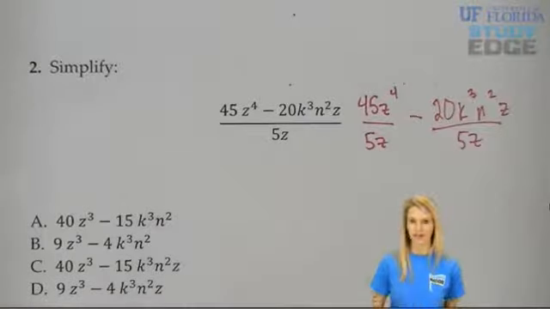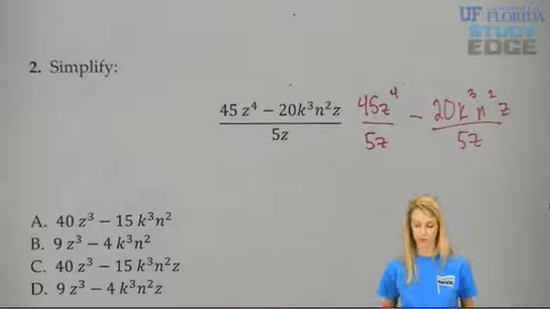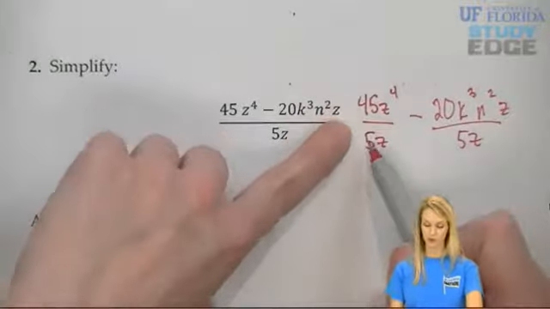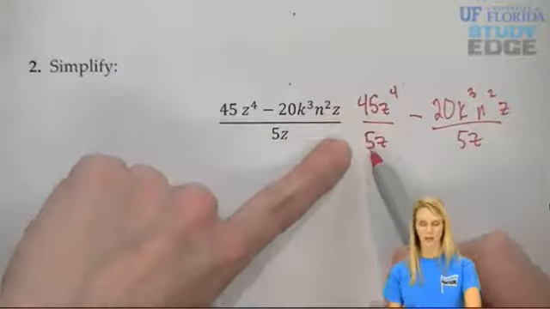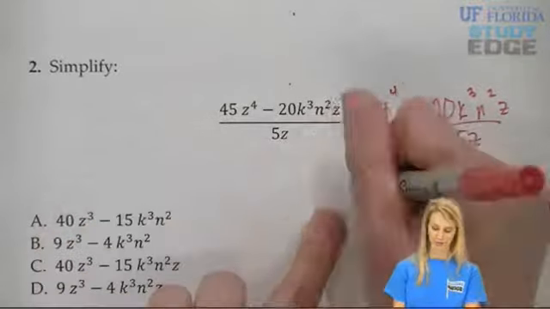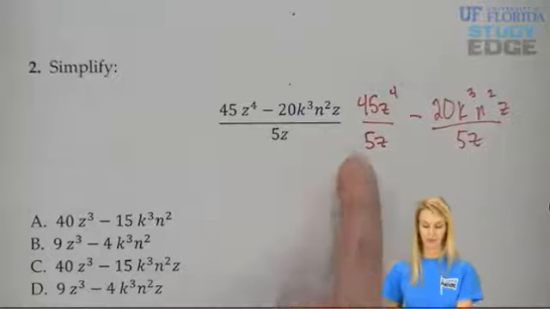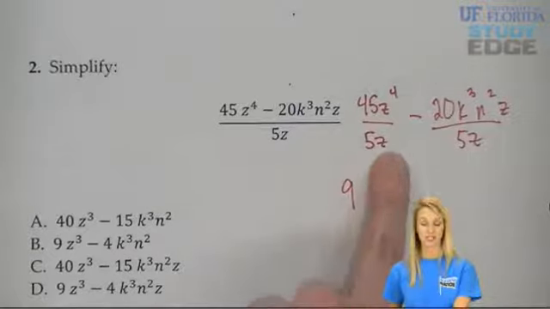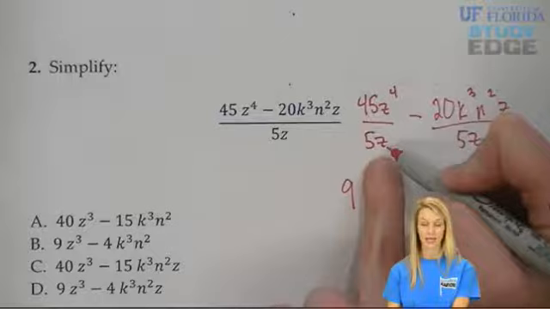All right, now let's pay attention to our coefficients. In our first part, we have 45 over 5. What's 45 divided by 5? Well, 5 does go into 45 how many times? 9. So we get a 9. Let's move on to our z's. We have z to the 4th and a z.